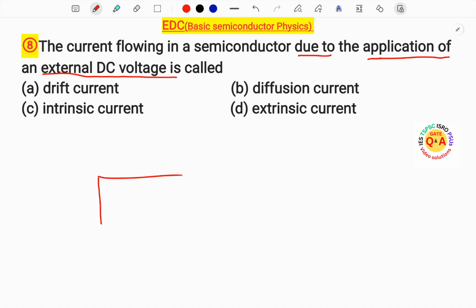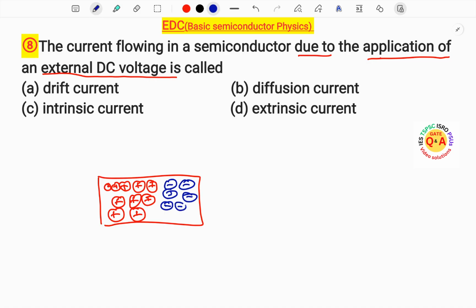If there is a semiconductor doped with P type on one side and N type on the other side, this is P type, this is N type dopants. Now by seeing this, there is a very high concentration of holes on this side, and a high concentration of electrons on the other side.